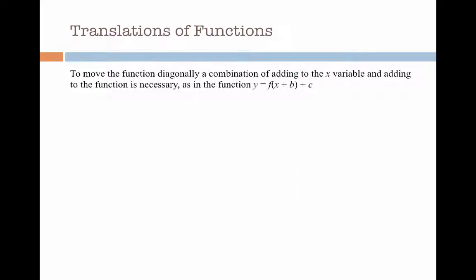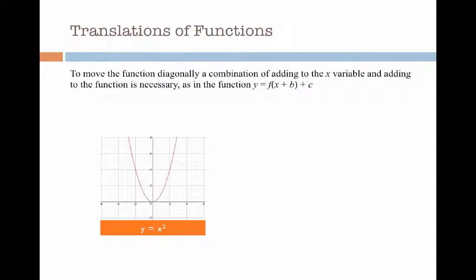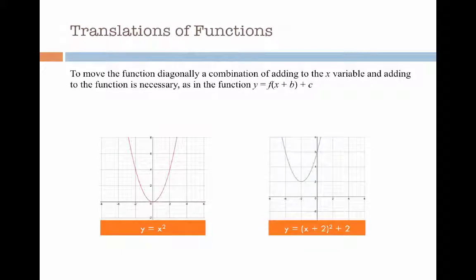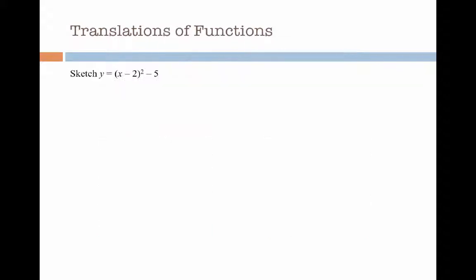To move a function diagonally, a combination of adding to the x variable and adding to the function is necessary, as in the function y equals f of x plus b, plus c. So for example, here's y equals x squared. If I use a combination, such as y equals x plus 2 all squared plus 2, then the x plus 2 all squared will shift it 2 units to the left, and the plus 2 on the end will shift it vertically up.